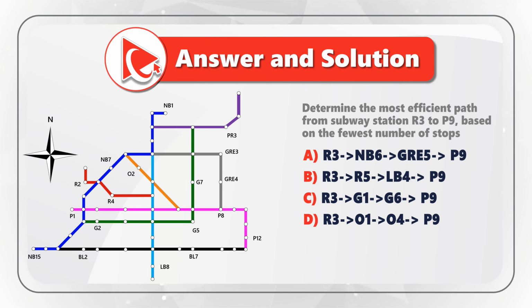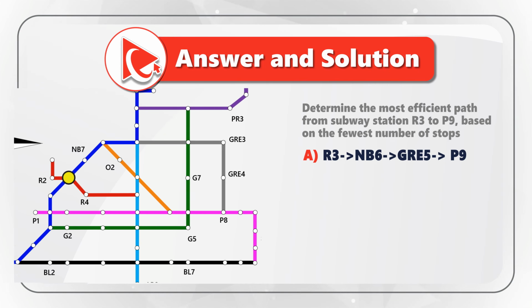To answer it, we need to navigate from the starting point of the choice to the end point of the choice based on a predetermined path. As we move from the start point to the end point, we need to determine the number of stations we go through, and then select the choice, which will be represented by the least number of stations. Let's start with choice A.